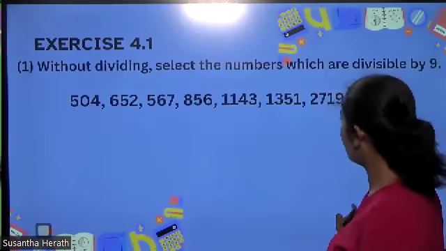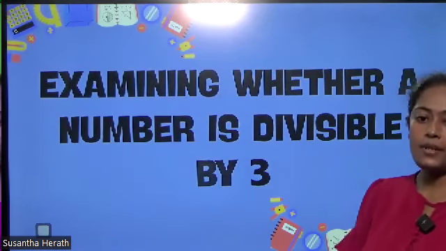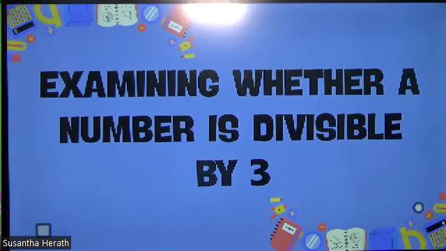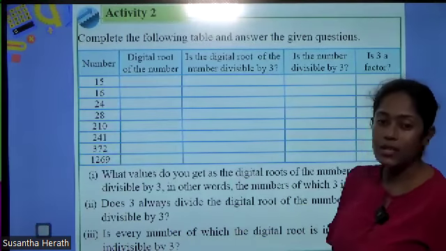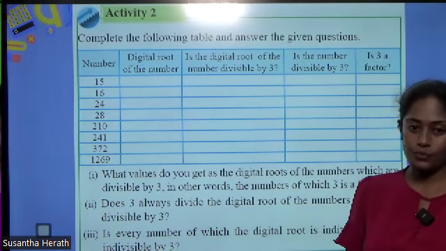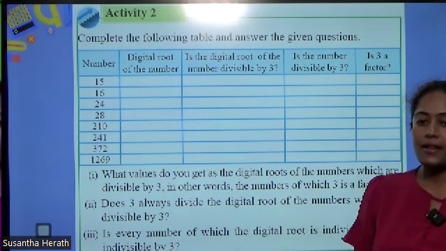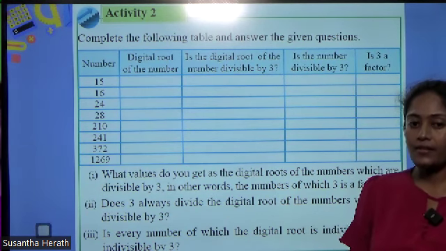Right, you note down this one, I think. Then this one, examining whether a number is divisible by 3. Sorry, it's 3 now. There is an activity in your textbook, activity number 2. Complete the following table and answer the given questions, right?